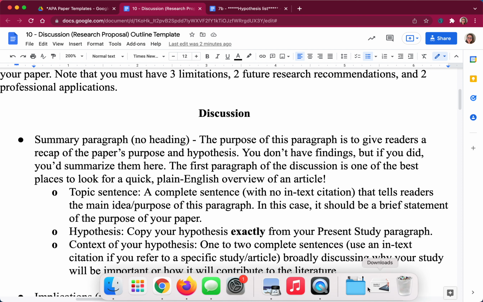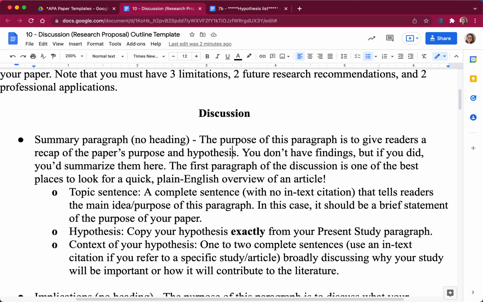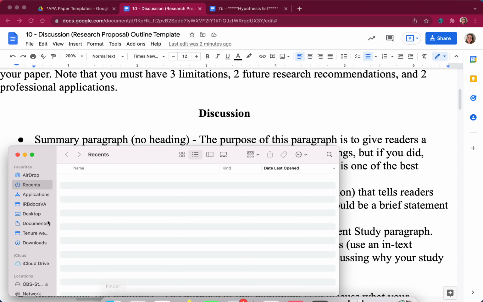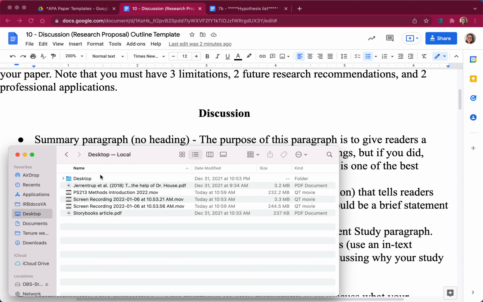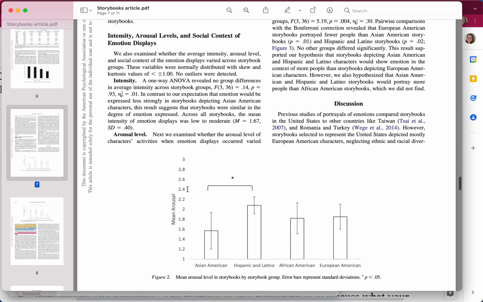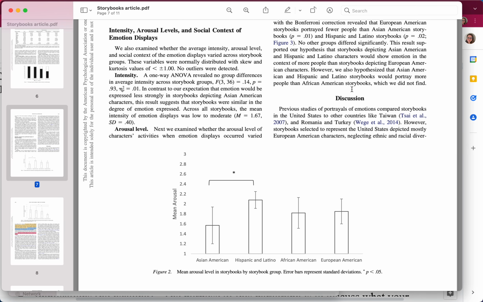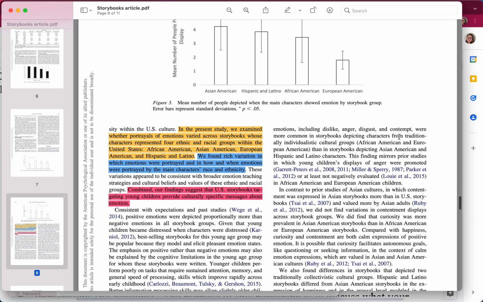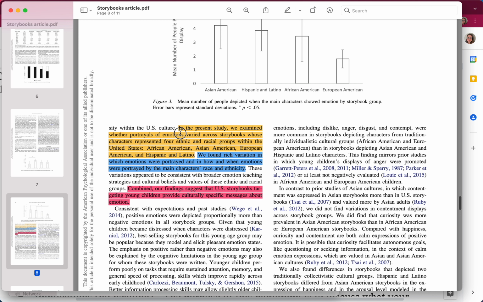And if we go back to, let me actually grab from my desktop. Sorry. Now it even opened up right where I wanted. So if we look back to this Storybooks article example, under discussion, we see this sort of reminder of what's been done before and why it wasn't enough, what the purpose of this study was, and sort of a beginner of what were the main findings.